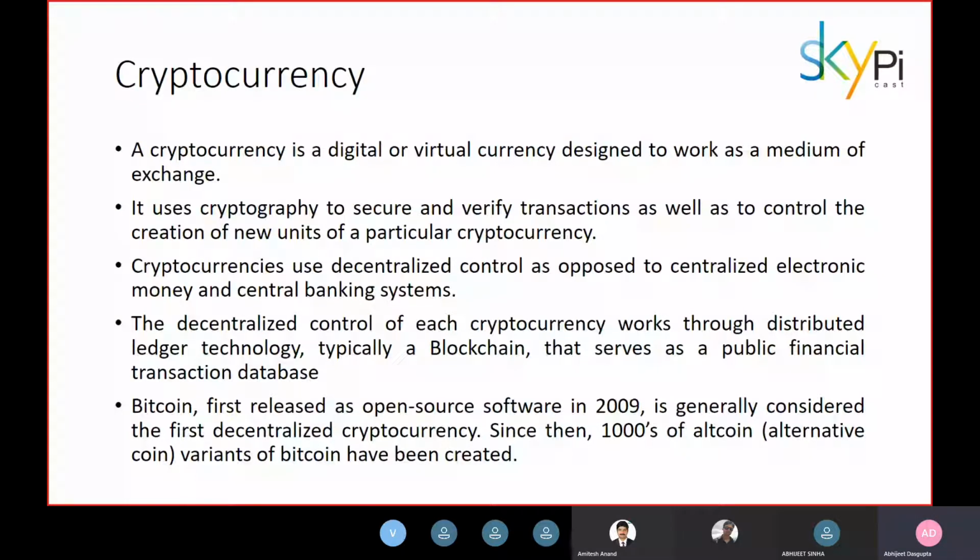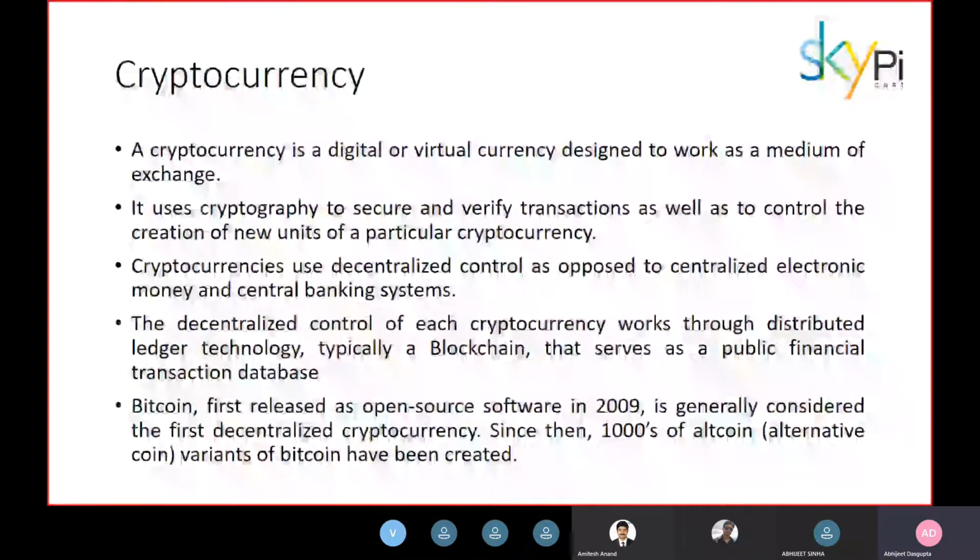Cryptocurrencies use decentralized control as opposed to centralized electronic money and central banking systems. In any form of financial or banking transaction systems that we see in our day-to-day life, they generally have a centralized electronic system to manage all the transactions. Cryptocurrency, on the other hand, uses decentralized control.